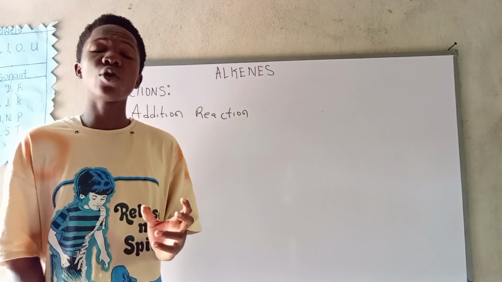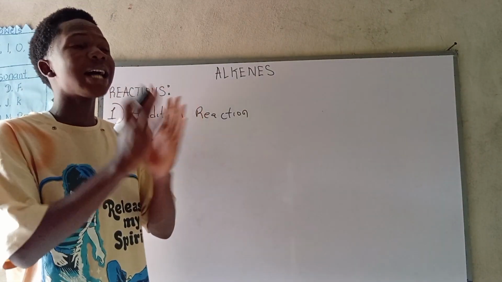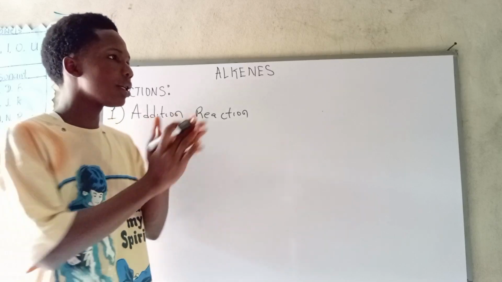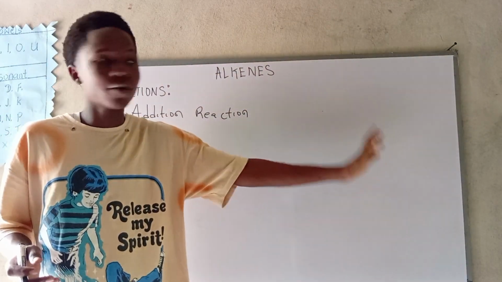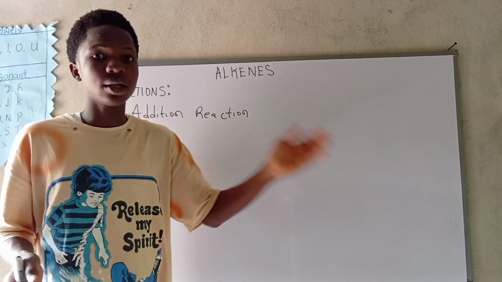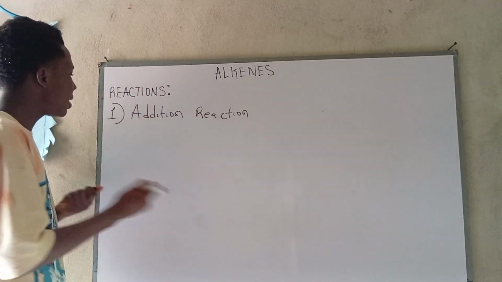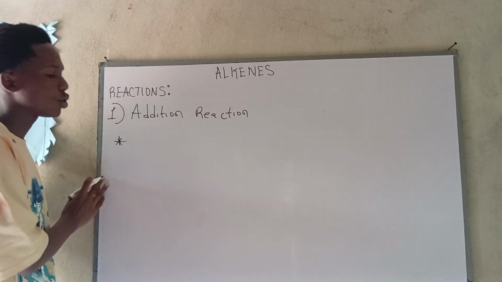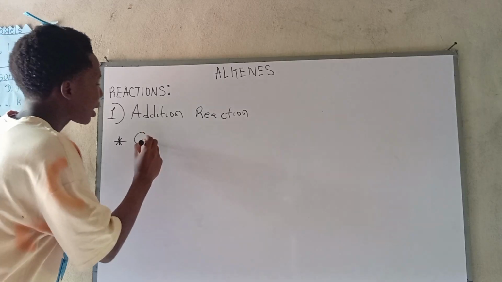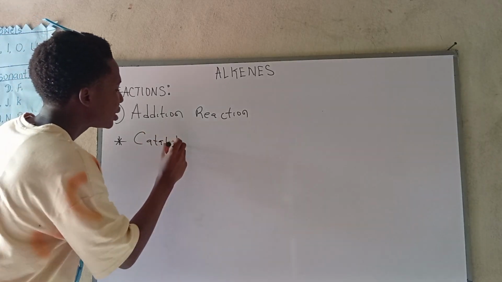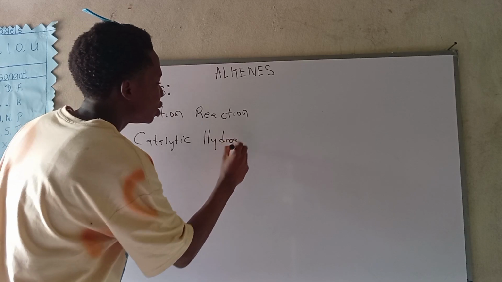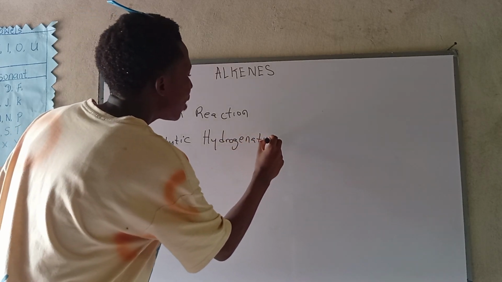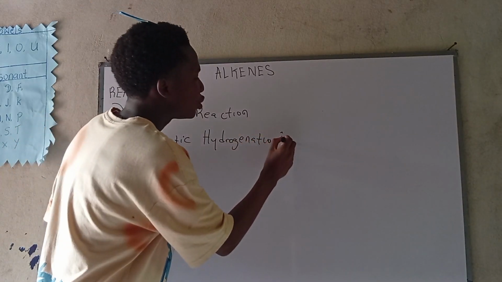They automatically become alkanes. As far as an addition reaction, no matter the compound, it will always convert them to what? Alkanes. From alkenes to alkanes. Now, the first type of addition reaction we are going to be talking about is catalytic hydrogenation. In our last class, I hope we remember what hydrogenation means.